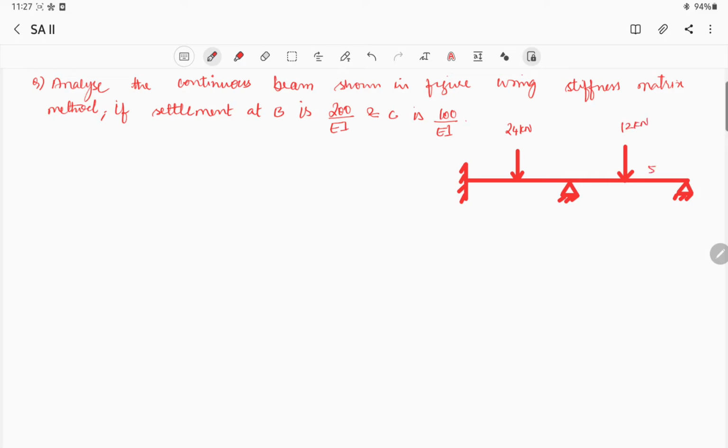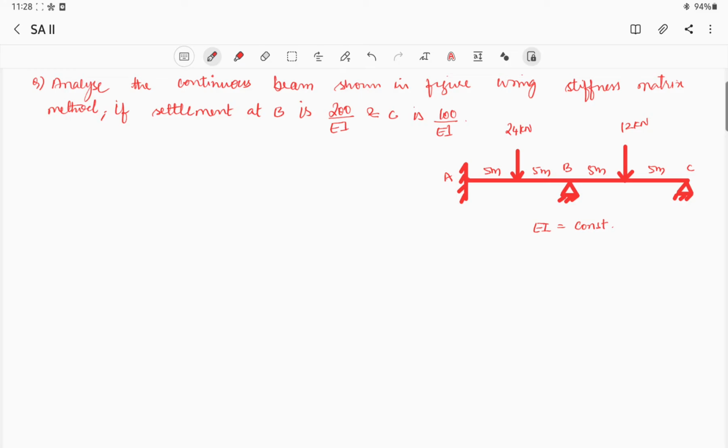This distance is 5 meters and this is also 5 meters. This is also 5 meters and this is also 5 meters. This point is A, B, C. Okay, and it has mentioned that take EI is equal to constant.